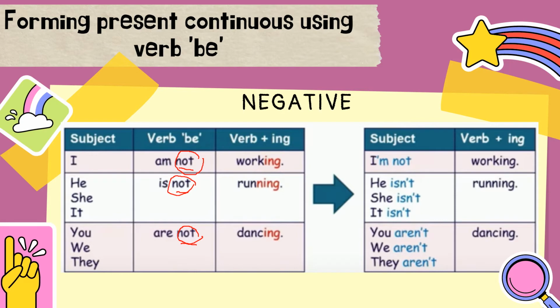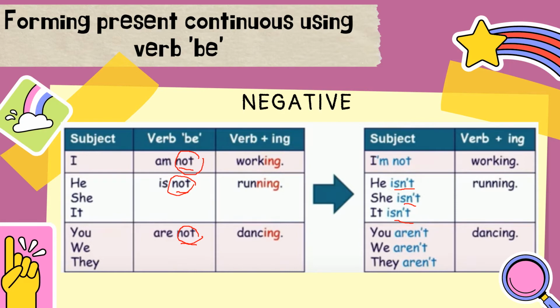Okay, look at singular and plural. He is not. If you use contraction, it will become he isn't. Is not, isn't. She is not, she isn't. It is not, it isn't. But they still bring the same meaning.